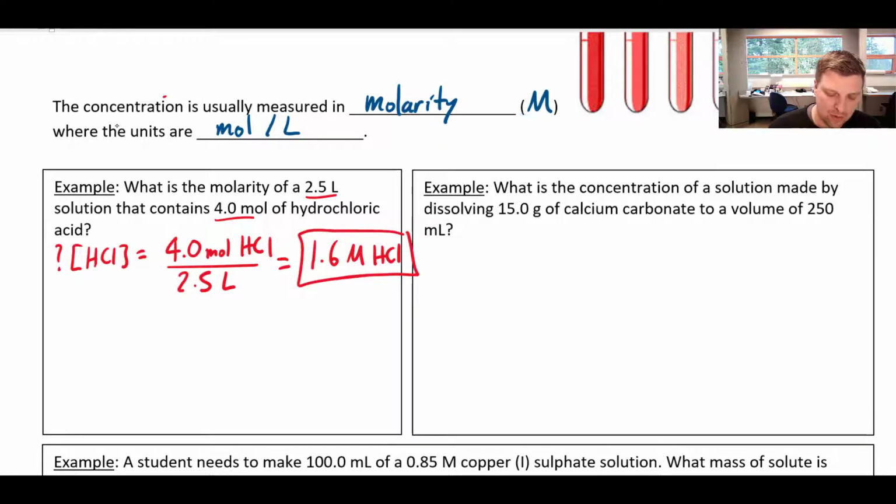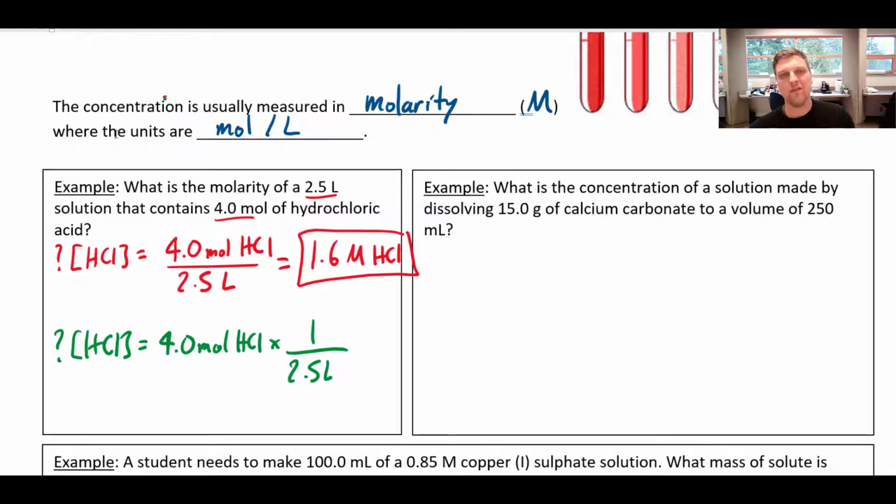Remember that this molar, that capital M, means moles per liter. They're the same thing. If you really want this to look like a chain calculation, like we've been doing so far, you can do that, and it would just look like this. The concentration of HCl is equal to 4.0 moles of HCl, and then I would just multiply it by 1 over 2.5 liters. You can see that 4 divided by 2.5 is the same as 4 times 1 over 2.5. They're the exact same thing, and the answer comes out the same.